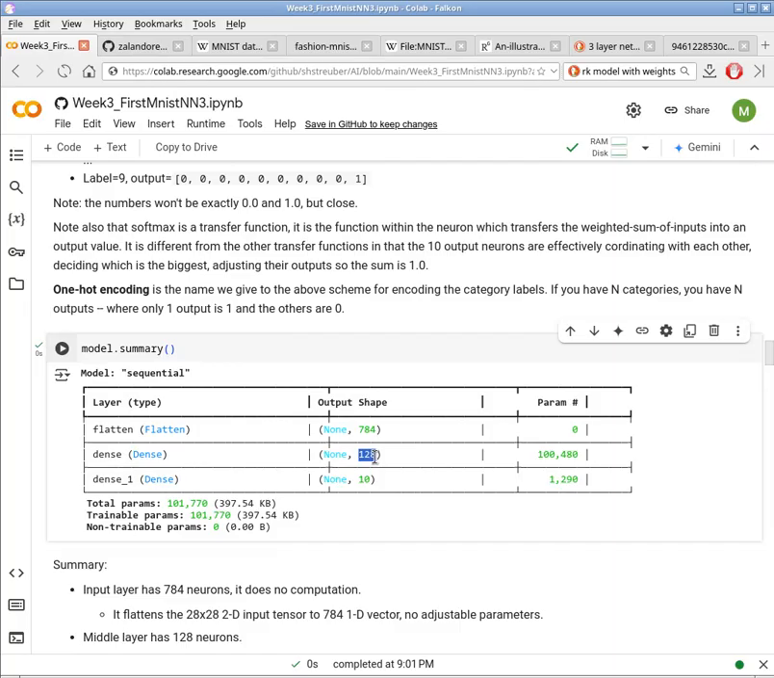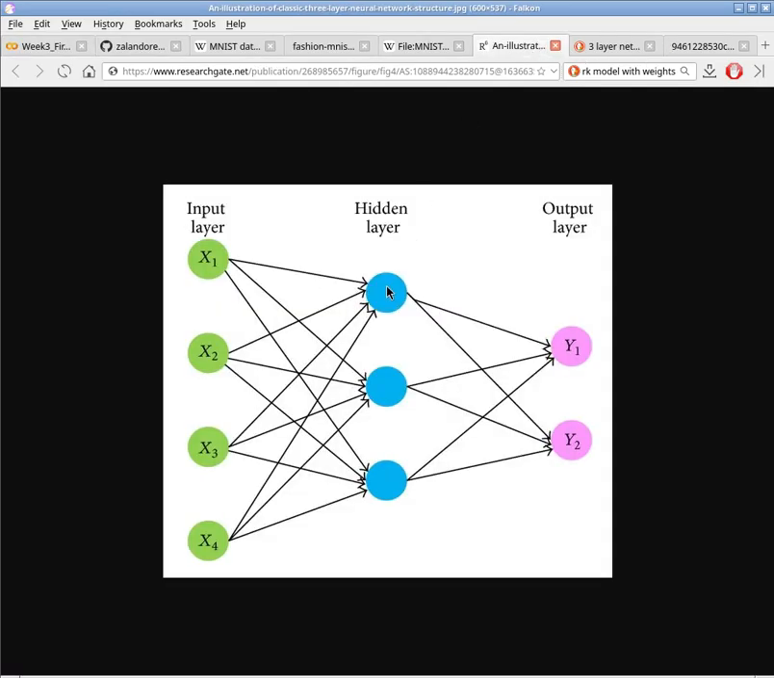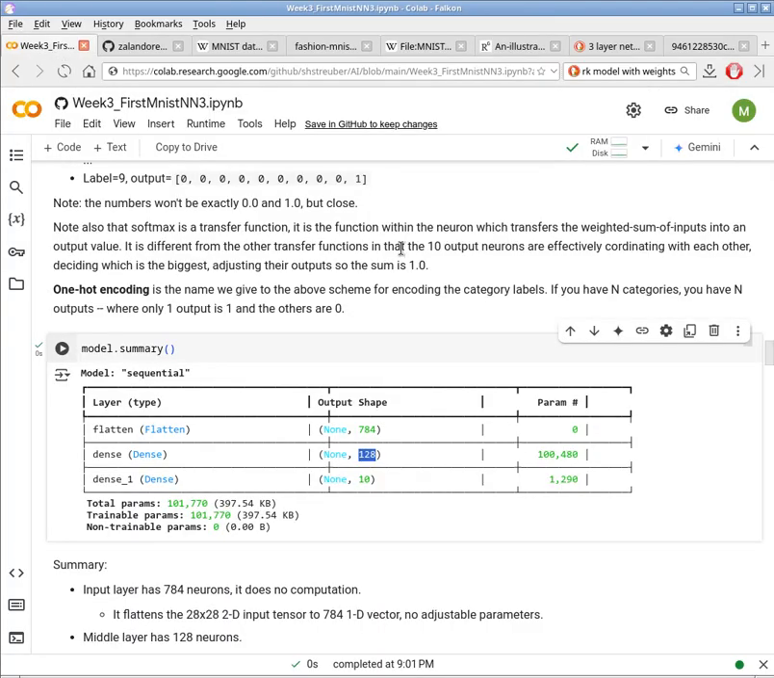This is 128. So for each of these neurons, we have 784 inputs plus one bias, so 785 numbers for each of the input neurons there. Each of these has 785 weights coming in and the one bias. So here we are, that's 100,000 and some trainable parameters right there. Wow.